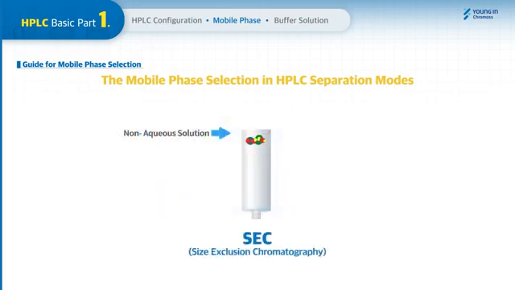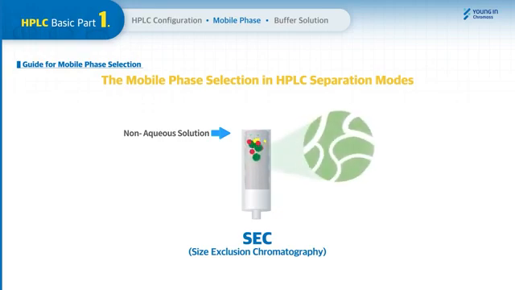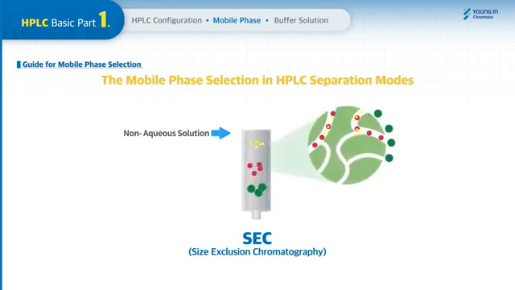Size exclusion chromatography, SEC, is also called gel permeation chromatography. The analytes are separated according to their molecular size. The mobile phase is an organic, non-aqueous solvent that can dissolve the sample and maintain consistent viscosity at operating temperature.